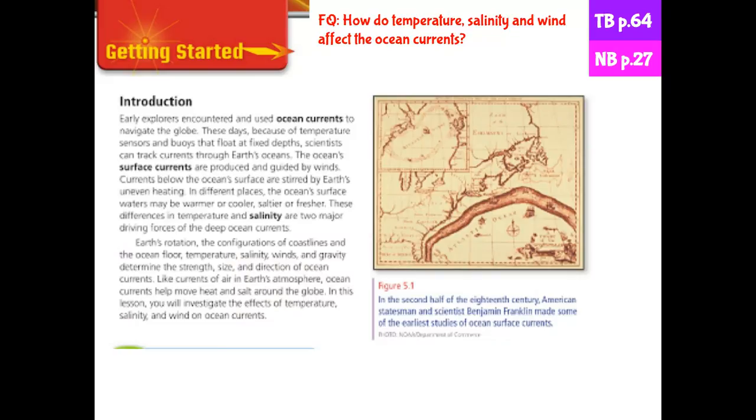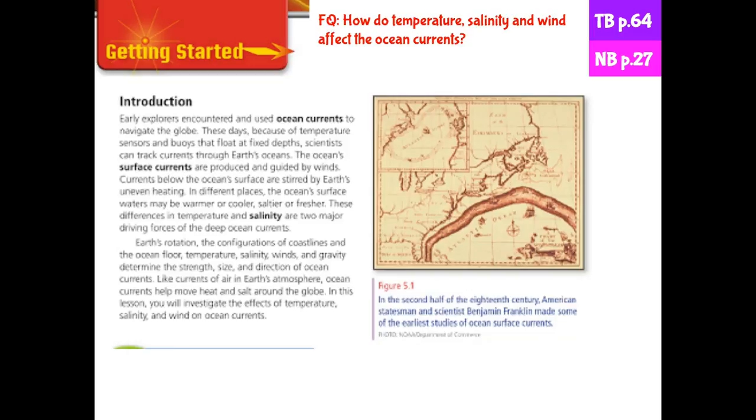Our introduction for Lesson 5 reads as follows. Early explorers encountered and used ocean currents to navigate the globe. These days, because of temperature sensors and buoys that float at fixed depths, scientists can track currents through Earth's oceans. The ocean's surface currents are produced and guided by winds. Currents below the ocean's surface are stirred by Earth's uneven heating.